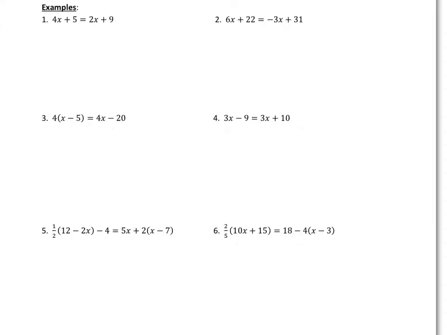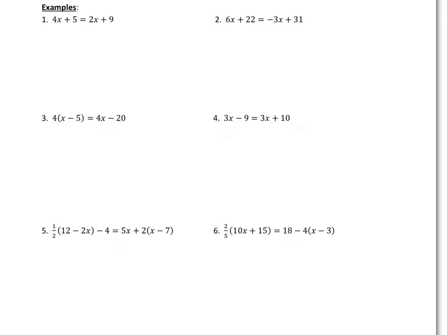All right, now we've got all the basics. Let's actually do some examples together. In this first problem, we have 4x plus 5 equal to 2x plus 9. Now, if you look, each side is simplified. 4x plus 5 is fully simplified. There's no like terms to combine. There's no parentheses to get rid of. Same with 2x plus 9.